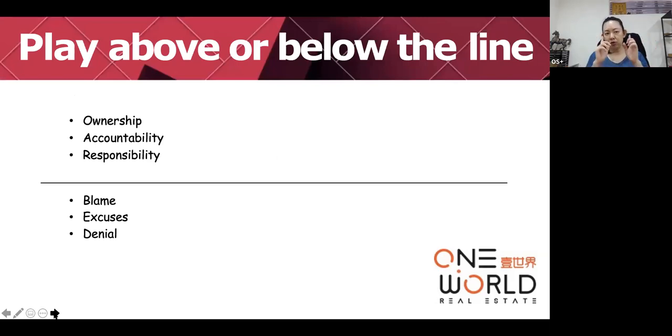Next, as a salesperson, always remember: play above the line and not below the line. If you want to focus on project marketing, you need to work in a team. When you are working in a team, you need to be accountable for whatever you do. You need to have ownership. Learn along the way about new technology or anything.